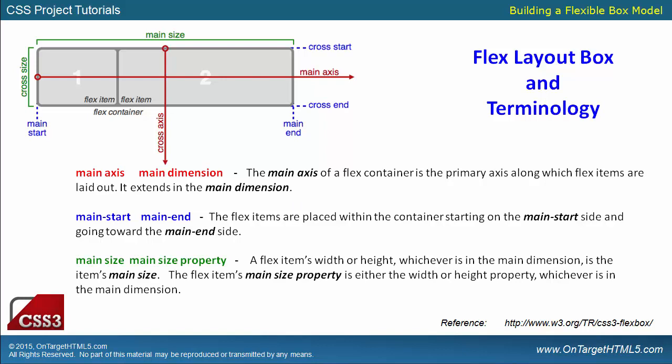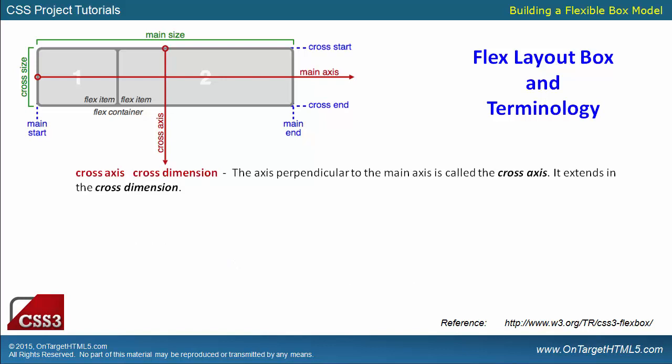Main size and main size property: a Flex item's width or height, whichever is in the main dimension, is the item's main size. The Flex item's main size property is either the width or height property, whichever is in the main dimension. The cross axis, or cross dimension: the axis perpendicular to the main axis is called the cross axis. It extends in the cross dimension.